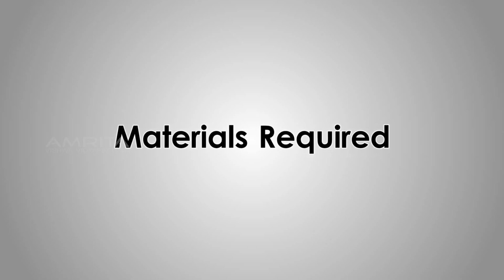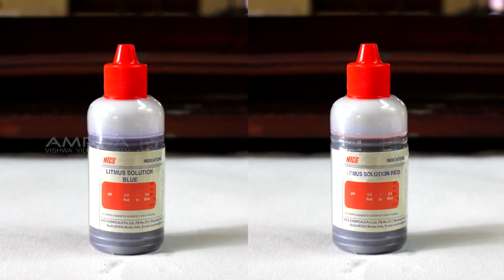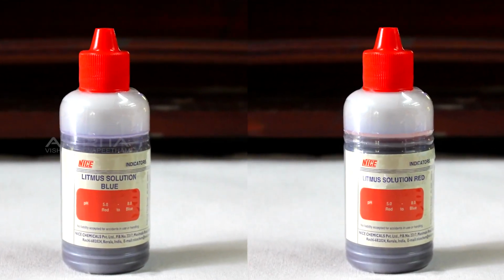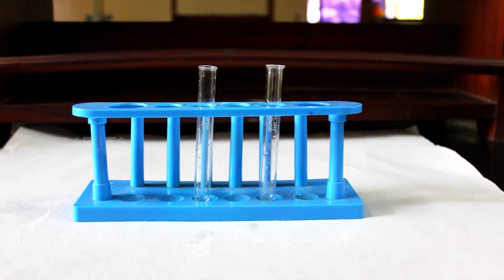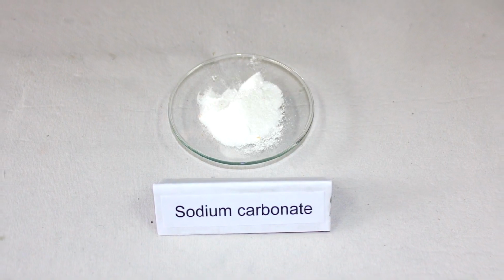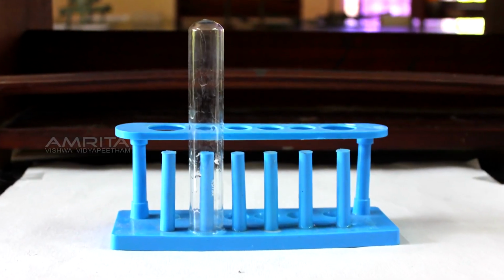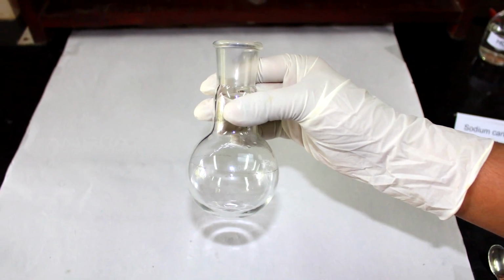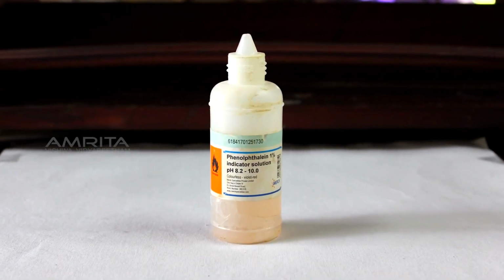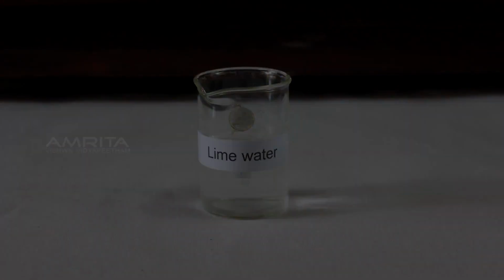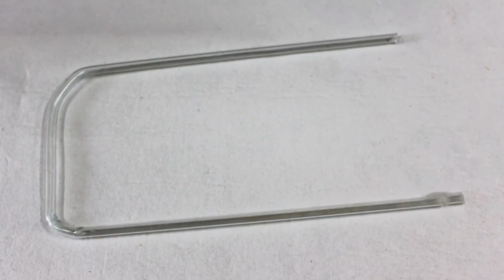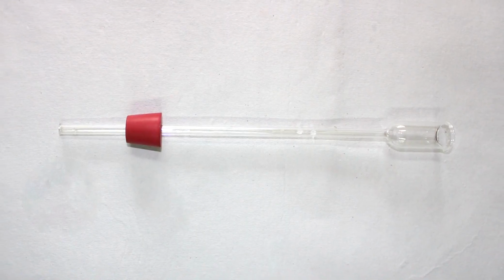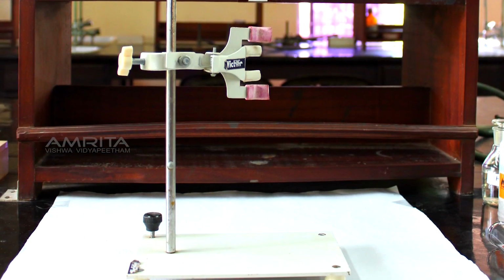Materials required: litmus solution blue and red, HCl, NaOH, dropper, test tubes, sodium carbonate, boiling tube, round bottom flask, phenolphthalein, lime water, spatula, double bore cork, bent tube, thistle funnel, and a stand with clamp.